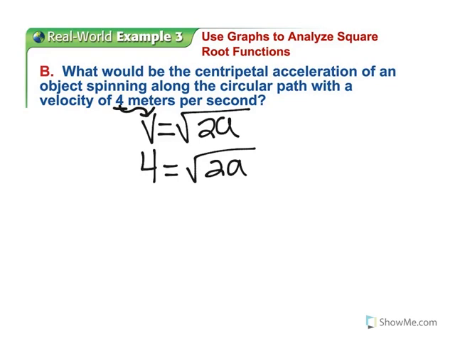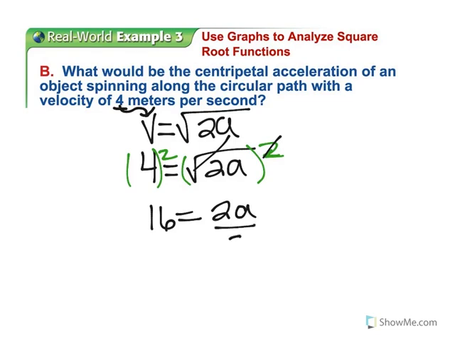Now, to get rid of the square root, we're going to square both sides. Four squared is 16. This makes the square root go away. 16 is equal to 2a. Now we're going to divide by 2 on both sides. And we get a is equal to 8. So our full answer is going to be the centripetal acceleration would be 8 meters per second squared.